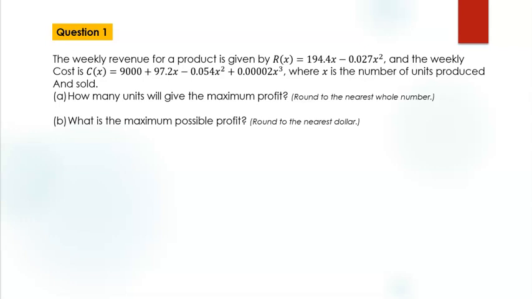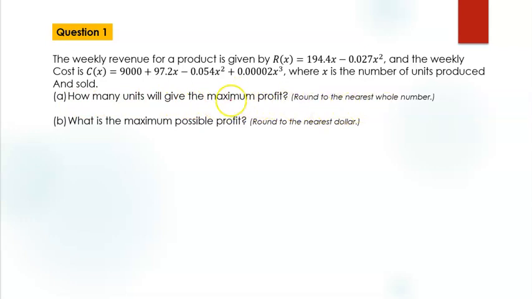So the first question you are asked: the weekly revenue for a product is given by R of x equals 194.4x minus 0.027x squared, and the weekly cost is C of x equals 9,000 plus 97.2x minus 0.054x squared plus 0.00002x cubed, where x is the number of units produced and sold. First question, how many units will give the maximum profit? Round to the nearest whole number.